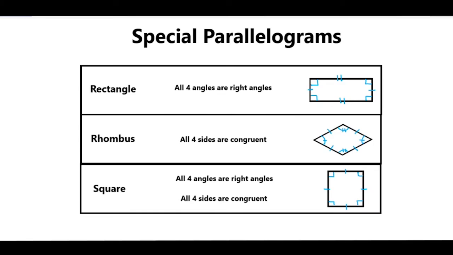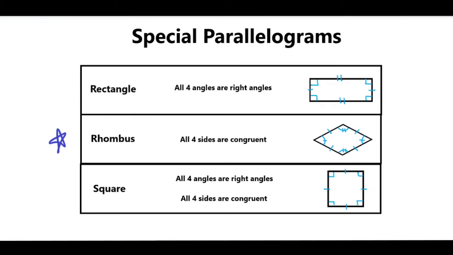Hello again. Today we are talking about special parallelograms. There are three special parallelograms that we're going to talk about today. The first one is the rectangle. A rectangle is a special parallelogram because all the angles are right angles. So all four angles in a rectangle are right angles, which means that they're all 90 degrees.